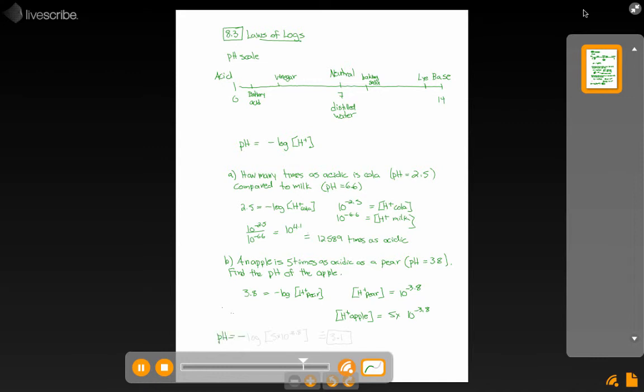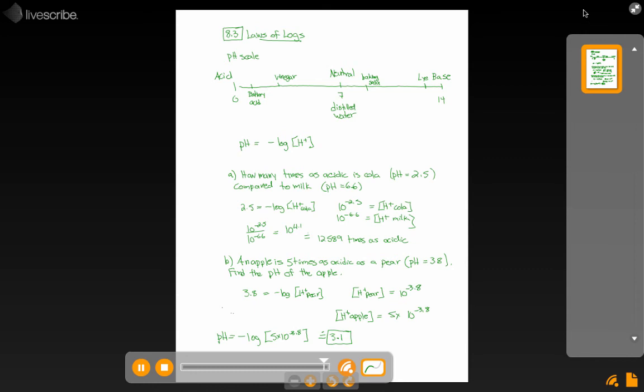So if we just take the pH of that, negative log of 5 times 10 to the negative 3.8, and crunch those numbers, you get that this apple has a pH of 3.1. Again, if you remember that every one tick on the pH scale is actually a factor of 10, it makes sense that these two fruits here must not be a whole tick apart on the scale. The fact that they're 0.7 units apart on the scale indicates that they are less than 10 times, it's not quite 10 times as acidic.